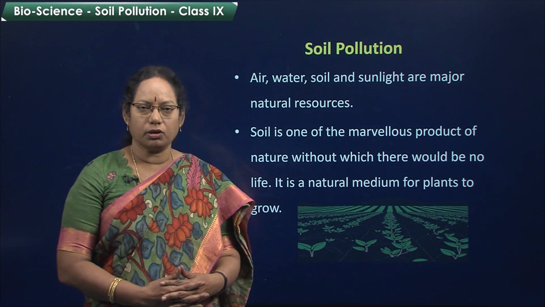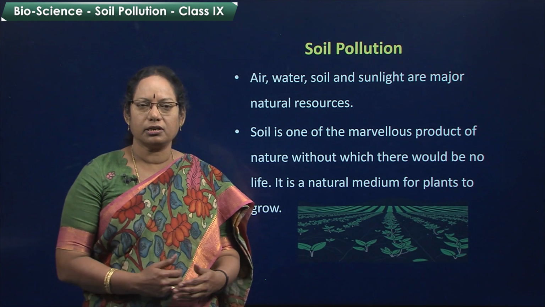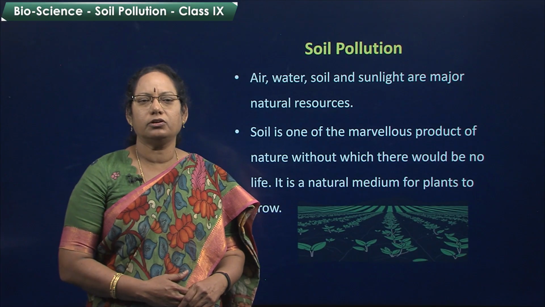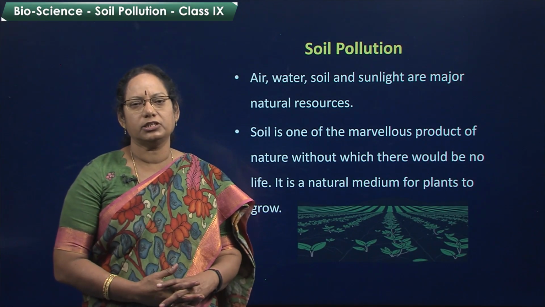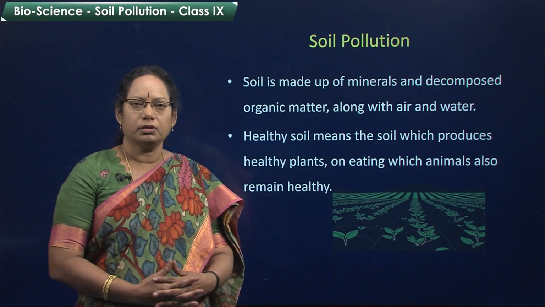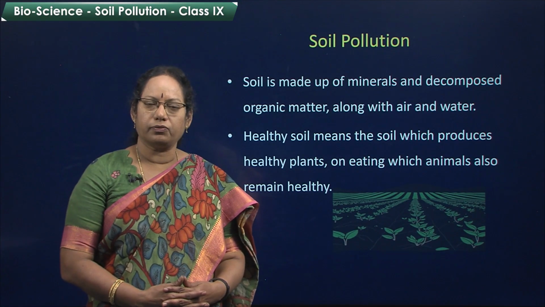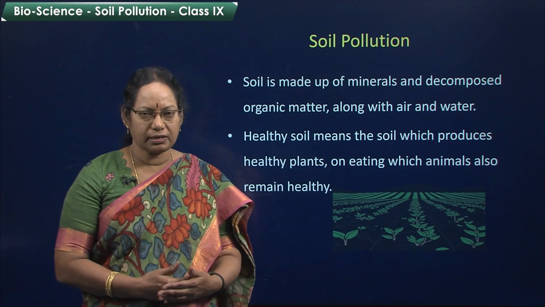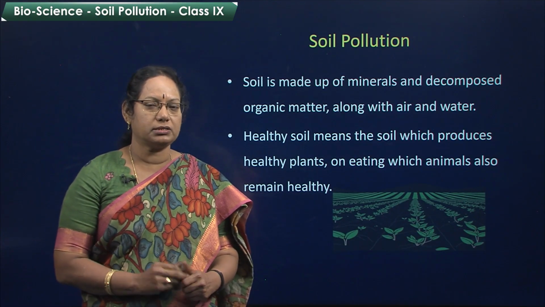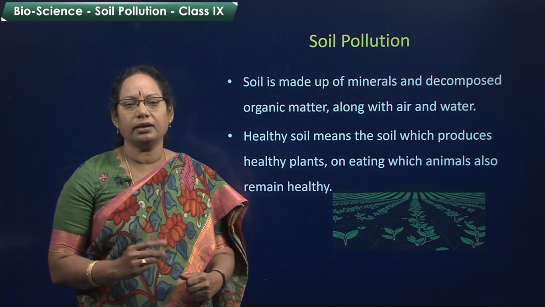Air, water, soil and sunlight are major natural resources. Soil is one of the marvelous products of nature without which there would be no life. It is a natural medium for plants to grow. Now, what is soil made up of? Soil is made up of minerals and decomposed organic matter. We have already seen it is called humus, along with air and water.